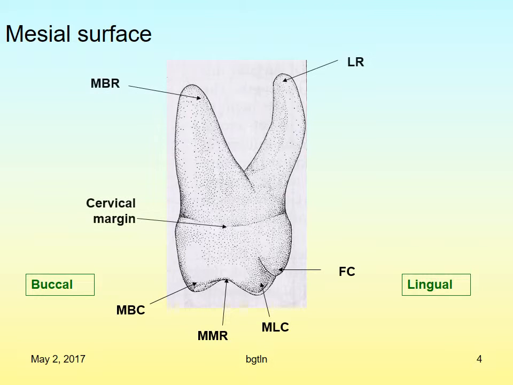From the mesial surface, on the crown surface, you can identify two mesial cusps, one buccal and one lingual, with a nicely expressed mesial marginal ridge. And as it is shown, the fifth cusp is on the mesiolingual surface of the mesiolingual cusp. You can identify the fifth cusp also.